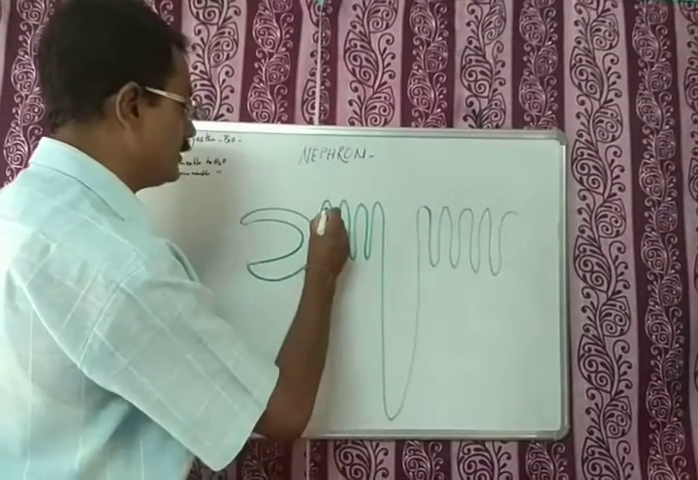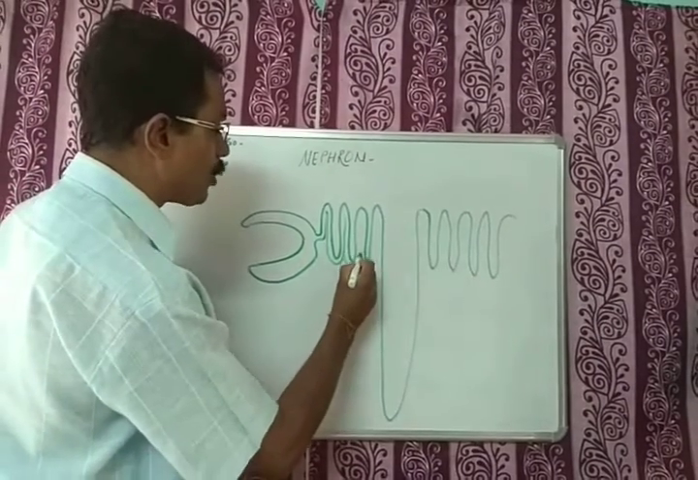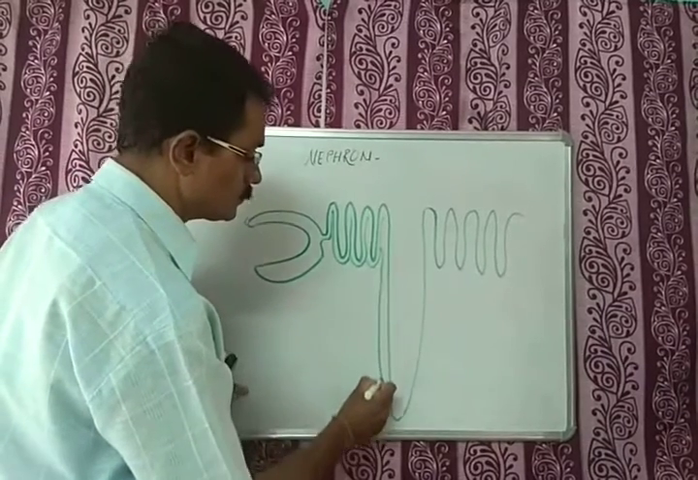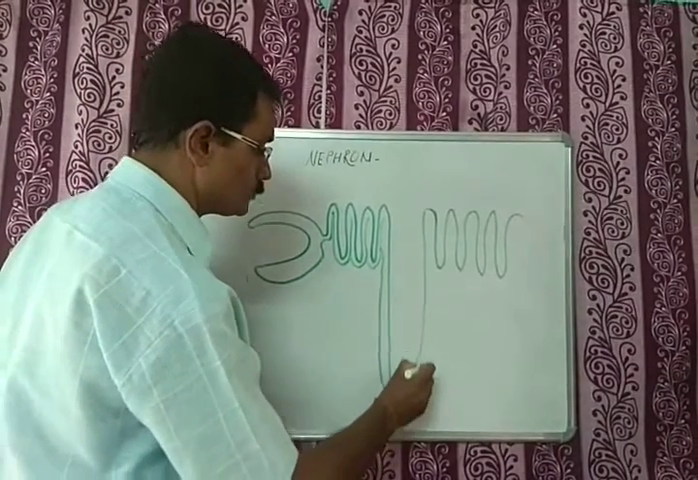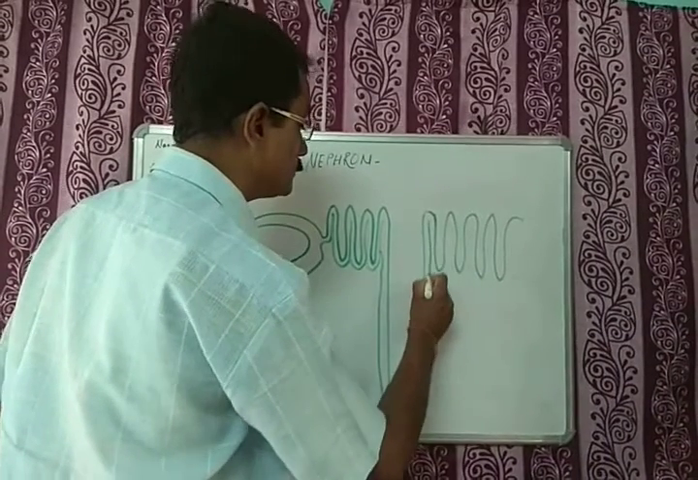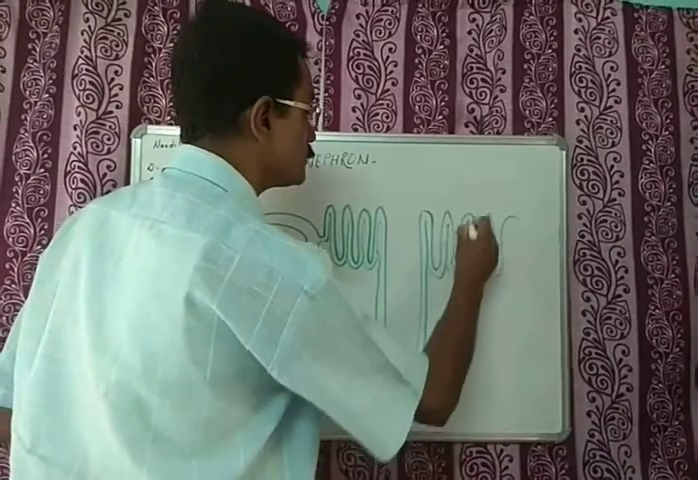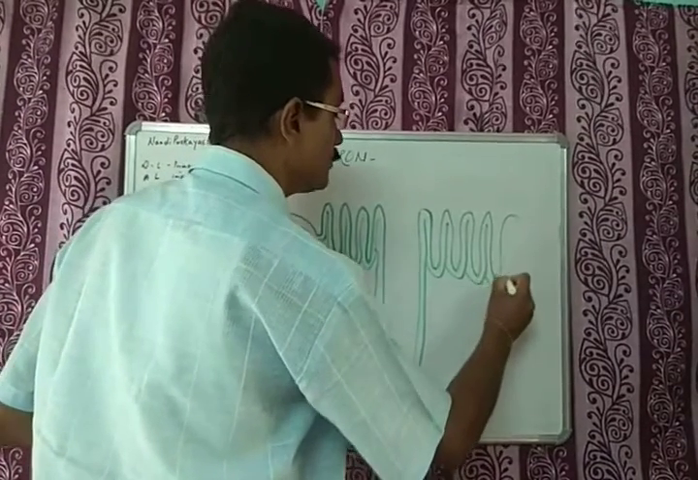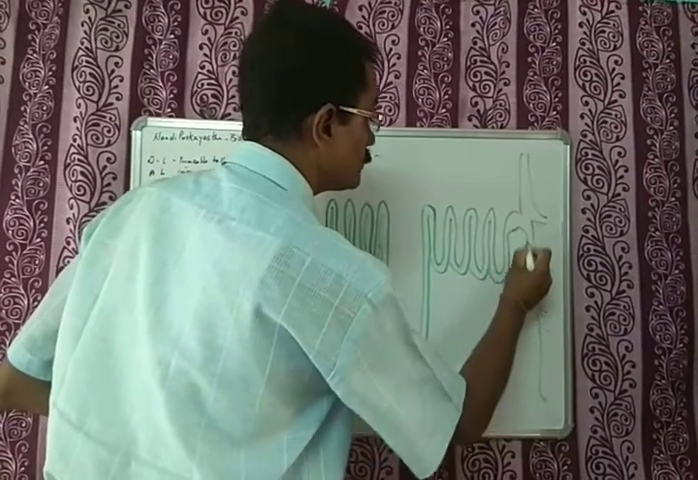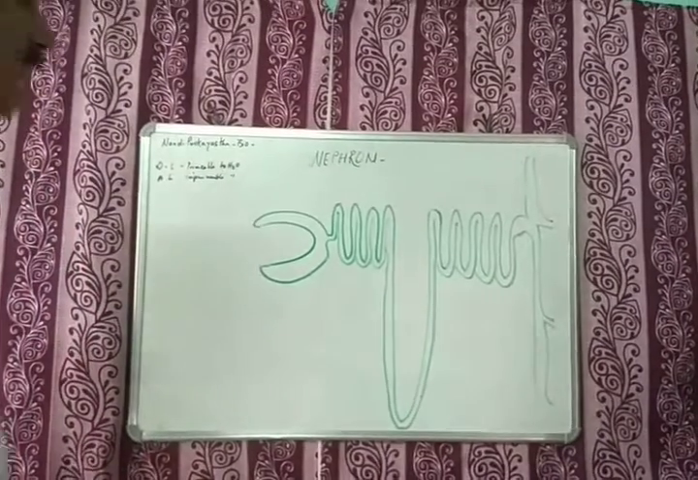So this is the nephron, and this one that I am drawing now is the proximal convoluted tubule. This is a loop of Henle. This is the collecting duct. Okay? So we'll try to understand each one of these very nicely.